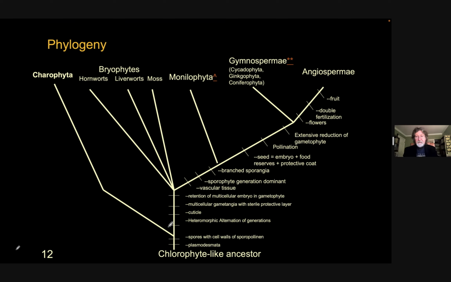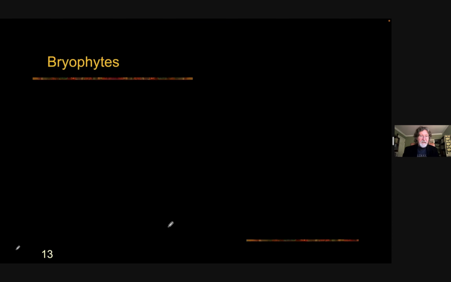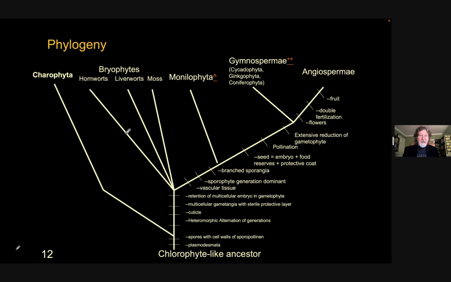So we'll come back to this phylogeny as necessary. Now, there are three different lineages that we collectively call bryophytes. Now, if we treat this as a clade, which it is not, then it would be paraphyletic, because one of these groups, and I believe it's moss, is more closely related by phylogeny to the rest of the plants.